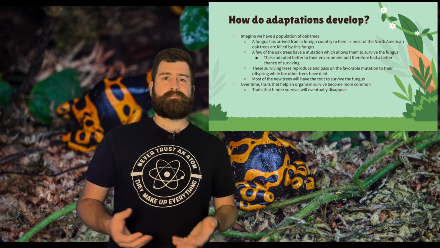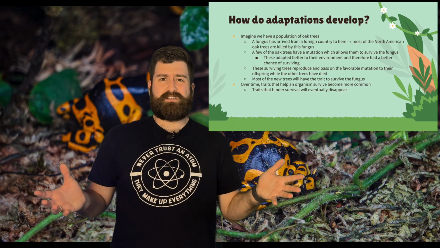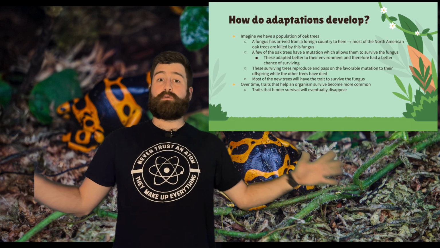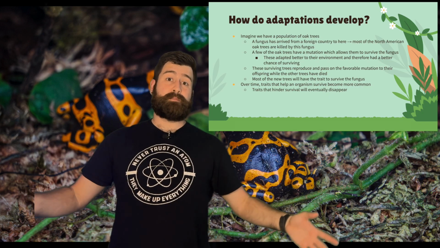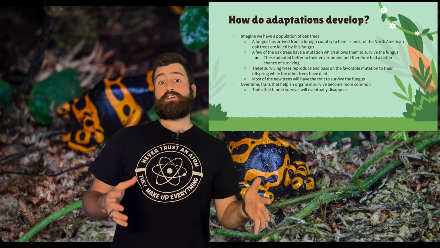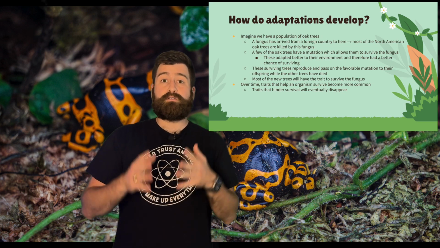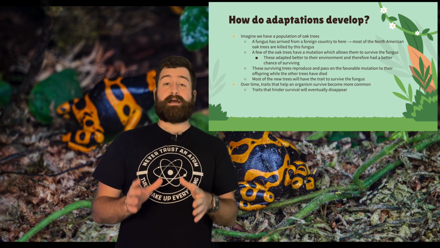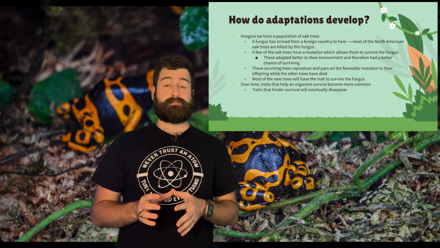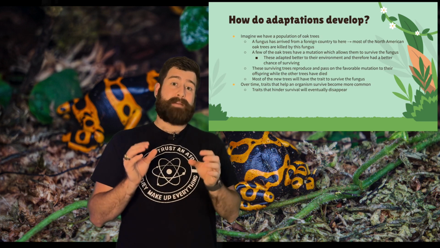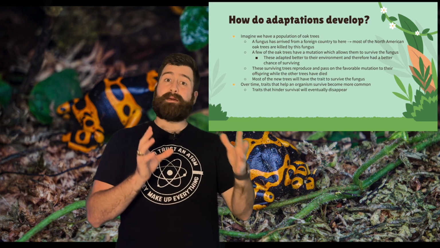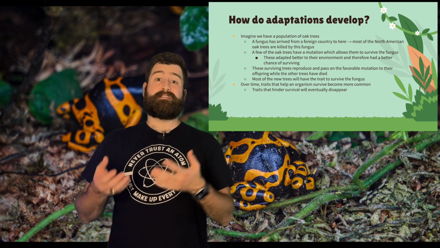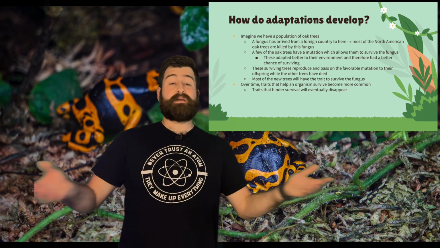Now that we've covered a few examples of adaptations, how do adaptations develop? Now imagine we have a population of oak trees, and suddenly a fungus has been brought from another country to here on a shipment of oak. In turn, most of the North American oak trees are killed by this fungus. But a few of the oak trees have a mutation which allows them to survive this particular fungus. Now, these are adapted better for their environment and therefore had a better chance of surviving. Now that these trees have survived the fungus, they can reproduce and are likely to pass on the favorable mutation to their offspring while the other trees have died.